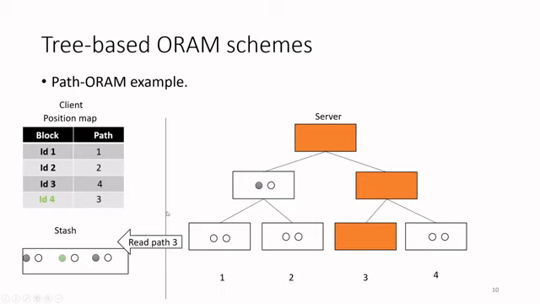After finishing the action, the client now needs to re-randomize the position of the block by assigning the block a new path. In this case, let's say it assigns block ID 4 to path 1. Therefore, block 4 will need to be rewritten at the root node because, as you can see, the only overlap between path 1 and path 3 is the root node. So it will request the server to store this new path in the server.